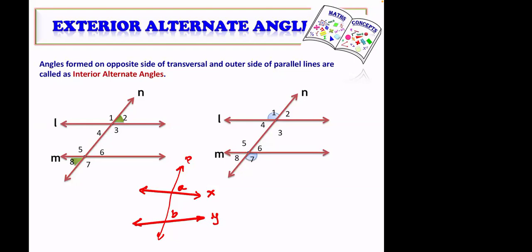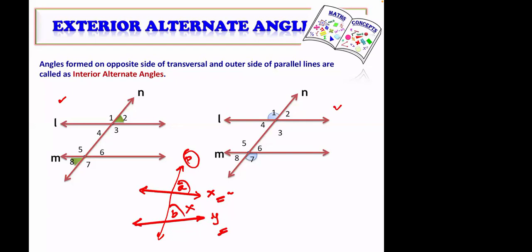What is the definition of transversal? If a line intersects two different lines in two distinct points, it is called a transversal. So this is anyway called a transversal, whether X and Y are parallel or not. If X and Y are not parallel, these angles will not be equal. They will be equal if and only if X and Y are parallel. Like here, L and M are parallel. So all these angles, alternate angles and corresponding angles, would be equal if and only if lines are parallel.